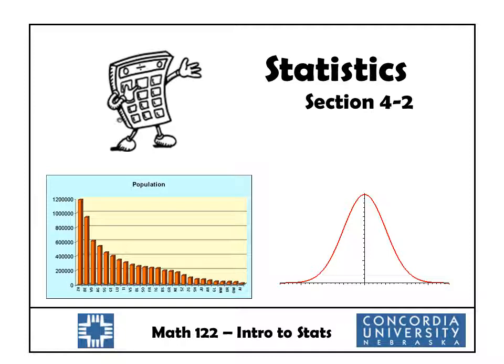We could spend semesters studying probability. We're not going to get that in depth into probability though. We're just going to cover some of the basic concepts and ideas and familiarize ourselves with them. In this section 4.2 we're going to define some basic terms and do some simple calculations.